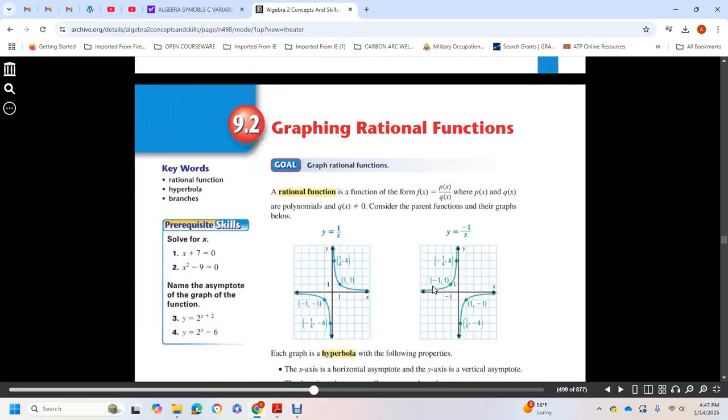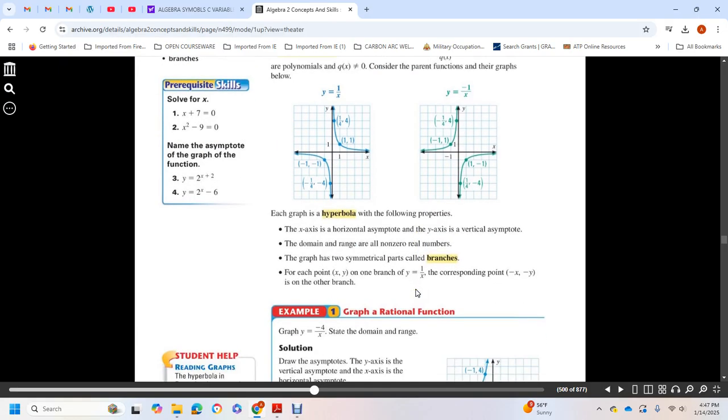9.2, graphing rational functions. A rational function is a function of the form f of x equals p of x over q of x, where p of x and q of x are polynomials, and q of x is not equal to 0. Consider the parent functions of these graphs below. Each graph is a hyperbola with the following properties. The x-axis is the horizontal asymptote and the y-axis is the vertical asymptote. Domain and range are all non-zero real numbers.